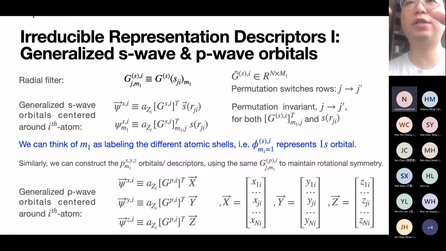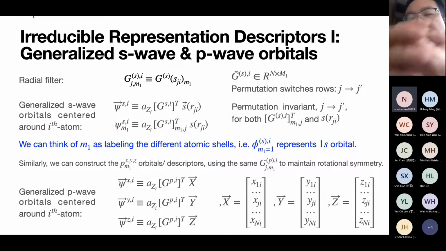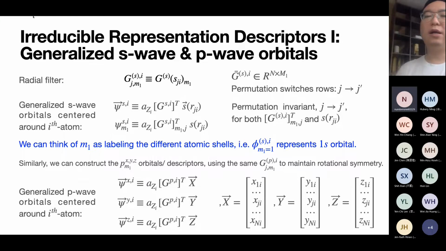Okay, and then what's M here? So the matrix G is N by M1. N is the total number of atoms, and M1 is the number of features that we want to extract out. We can think of it as the atomic shells for this particular atom. For the simplest example, hydrogen, we have 1s, 2s, 3s. So M1 basically represents which shell we want to look at. Is it the 1s shell, 2s shell, 3s shell, and so on. So that's the physical picture of what we are trying to construct for these generalized orbitals. So this is for psi Si for the S wave.